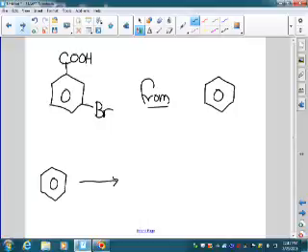We have to put some kind of group on there that we can turn into a COOH. It has to be secondary. No, all you have to do is this.